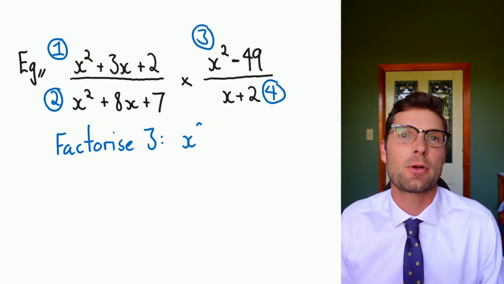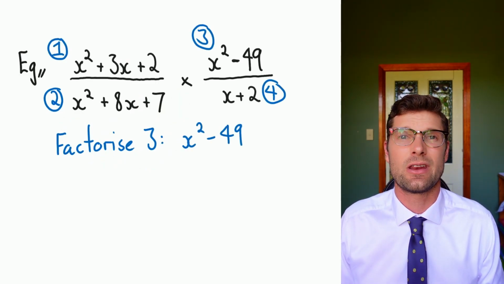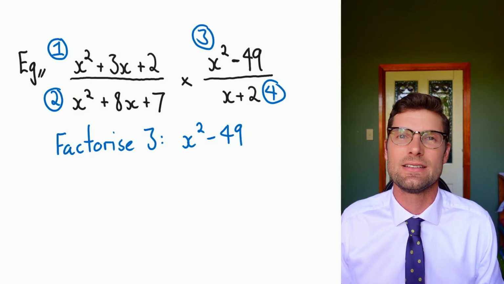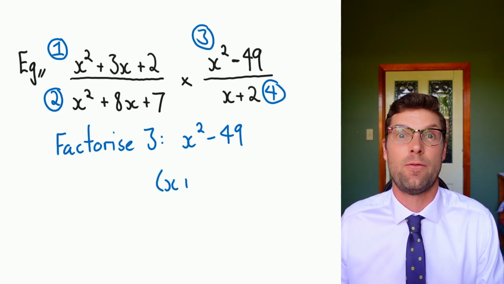So I'll pop back to the top. I'm going to do number 3. I've got x² − 49, and I'm going to do a difference of 2 squares here. So the square root of 49 is 7.